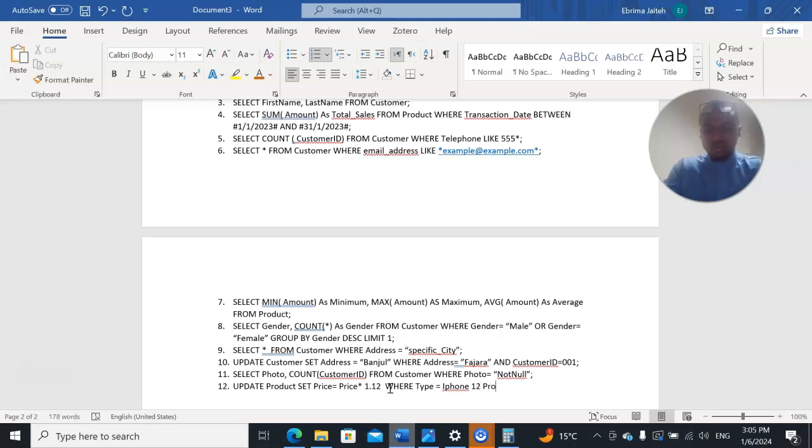So this 12 Pro must be in quotation marks, since it is a character, and you can see there's a space here, so I have to eliminate this. Use an underscore in between them, altogether, and then you bring your semicolon. So let's go to question number 13.